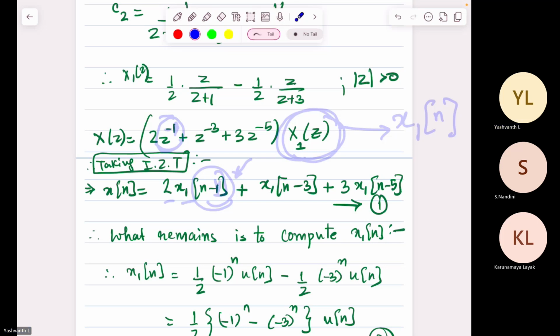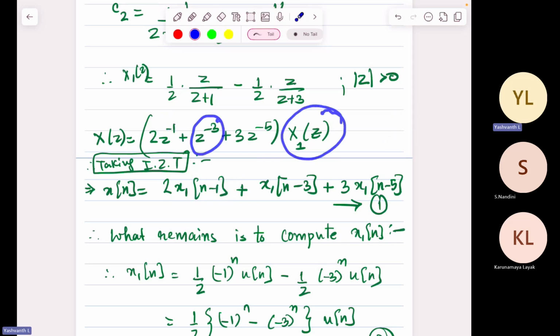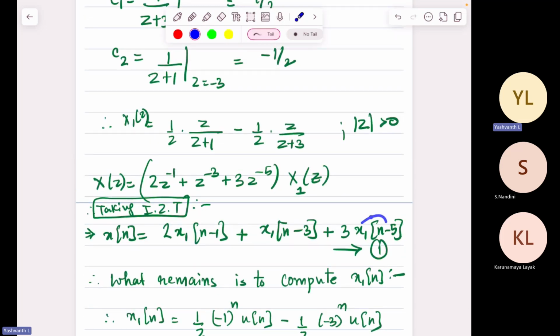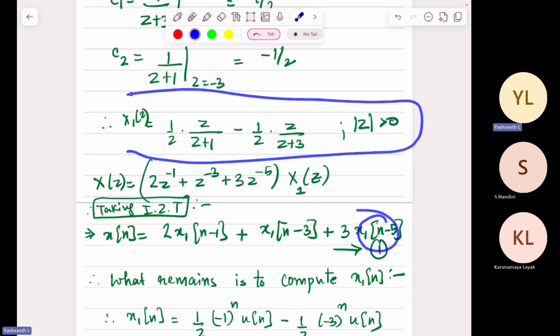Similarly, for the second term, you have z power minus 3 times x1 of z. So it becomes x1 of n minus 3. Similarly, for the third term, you have 3 times z power minus 5 into x1 of z. So the third term inverse z transform will be 3 times x1 of n minus 5. Okay, so now I've inverted one step. I've taken care of the first, but I still need to find x1. What is the value of x1? So what remains to compute is the signal x1 of n. But I know that the z transform of x1 of n is nothing but x1 of z, which is given here.